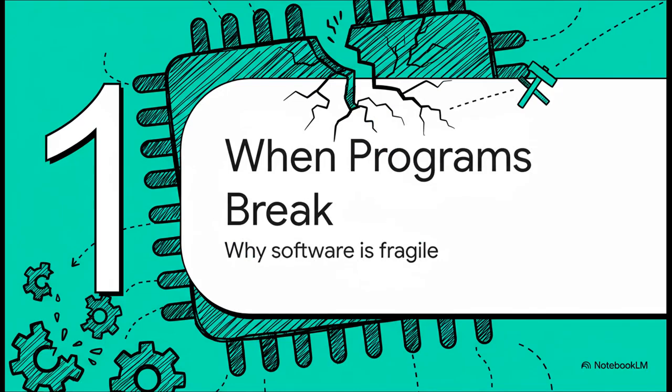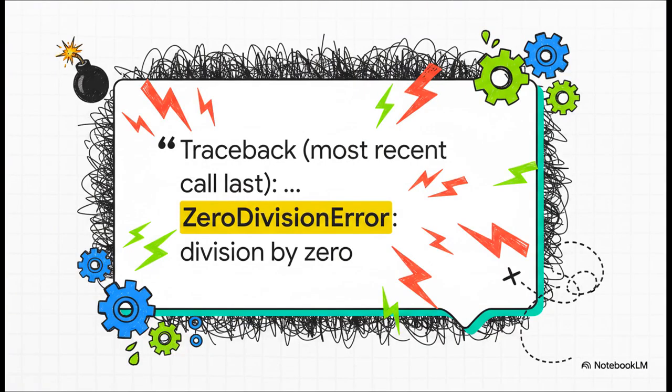Okay, so to really appreciate why this is a game changer, we first have to talk about the problem itself. And the problem is that computer programs, at their core, are surprisingly fragile. Yeah, I'm sure you've seen something like this before. It's called a traceback. It looks like a total disaster, right? Like an accident report from a plane crash, pointing to the exact line of code where everything just blew up.